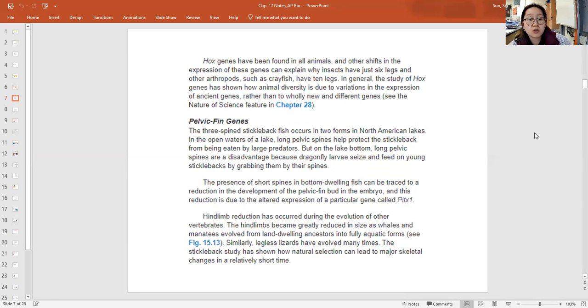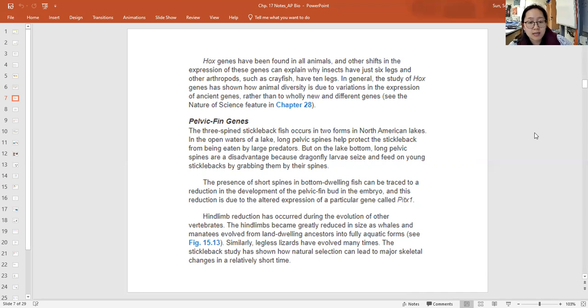So, pelvic fin genes. The three-spined stickleback fish occurs in two forms in North American lakes. In the open waters of a lake, long pelvic spines help protect the stickleback from being eaten by large predators. But on the lake bottom, long pelvic spines are actually a disadvantage because dragonfly larvae seize and feed on young sticklebacks by grabbing them by their spines. The presence of short spines in bottom-dwelling fish can be traced to a reduction in the development of the pelvic fin bud in the embryo. And this reduction is due to the altered expression of a particular gene called PITX1.